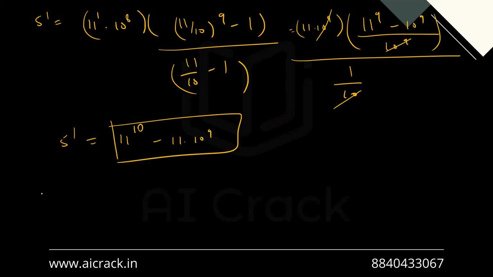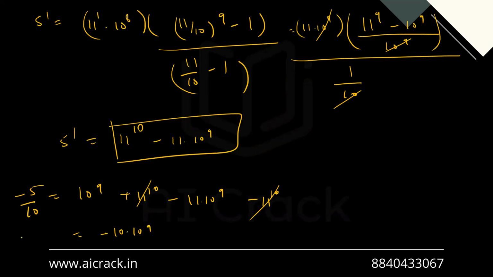Now we want to find out the value of minus S by 10, right? Minus S by 10 is nothing but 10 raised power 9 plus 11 raised power 10 minus 11 dot 10 raised power 9 and minus 11 raised power 10. Now this and this get cancelled out. What we have got is 10 raised power 9 minus 11 dot 10 raised power 9. Now this becomes minus 10 dot 10 raised power 9. This is our minus S by 10. So S would be 10 square dot 10 raised power 9, that is 10 raised power 11.